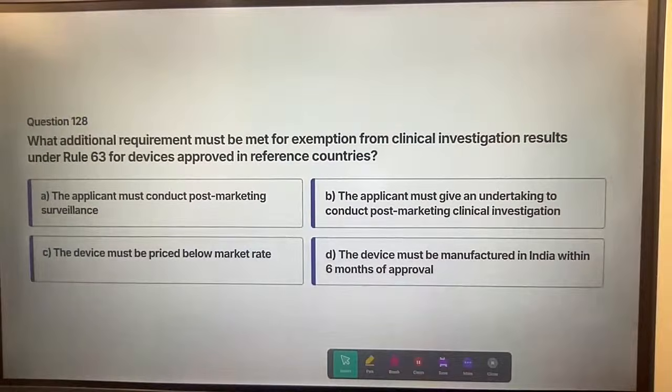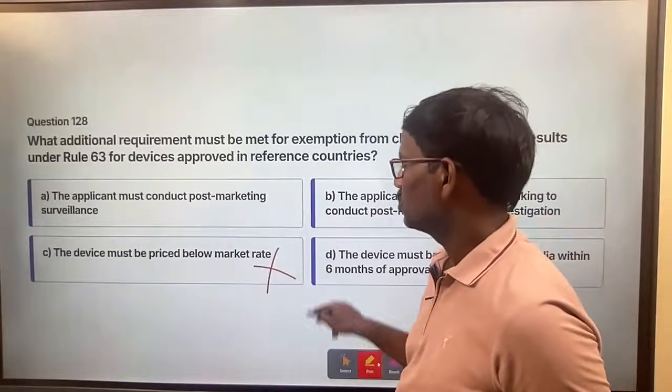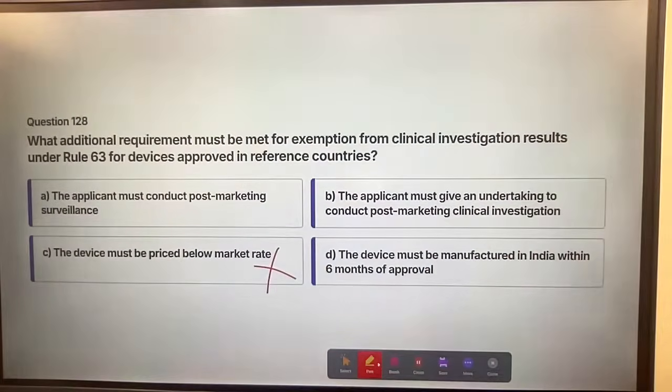What additional requirements must be met for exemption from clinical investigation results under Rule 63 for a device approved in reference countries? Those 5 countries are there, Canada, Japan, Australia, and so on. If it is already approved in those countries, what are the exemptions? The applicant must conduct post-marketing surveillance. The applicant must give an undertaking to conduct post-marketing clinical investigation. The device must be priced below market rate. The device must be manufactured in India within 6 months of approval. You can eliminate that last option, as it has no relation to the question, and think about the other options.